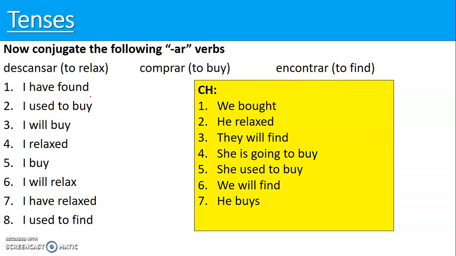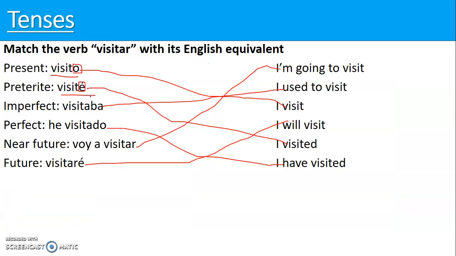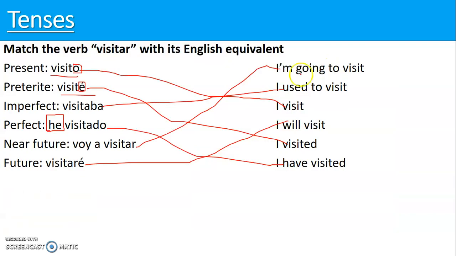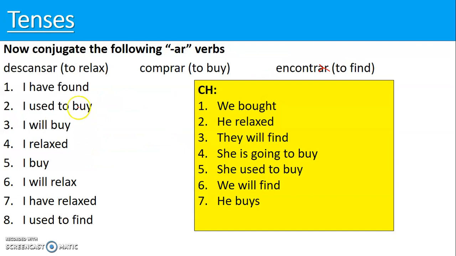If we do the first one together, that I have is the perfect form. You're always going to need this, because it means I have. You take the infinitive, which ends in AR, take off the AR, and add on ado. So the first one's going to be he encontrado. So do numbers 2 to 8 now as well.